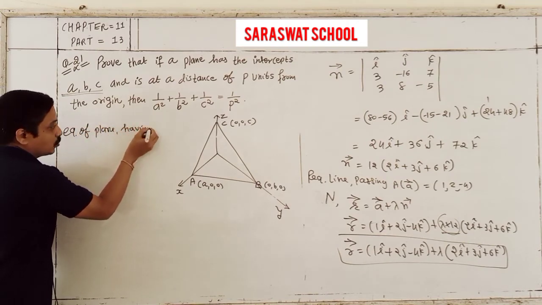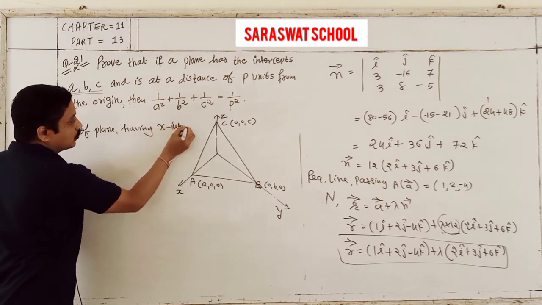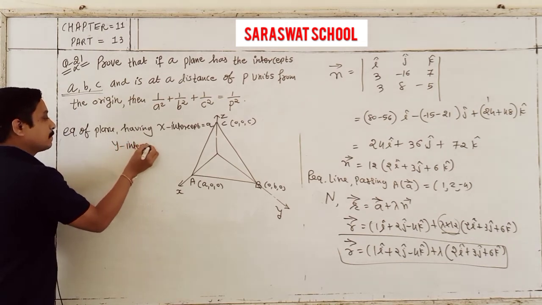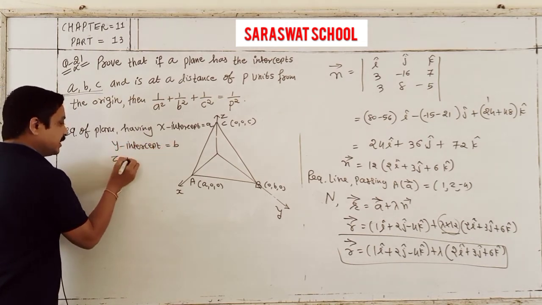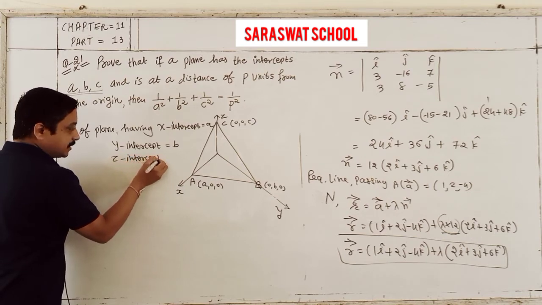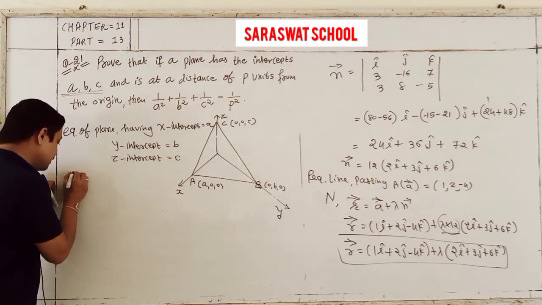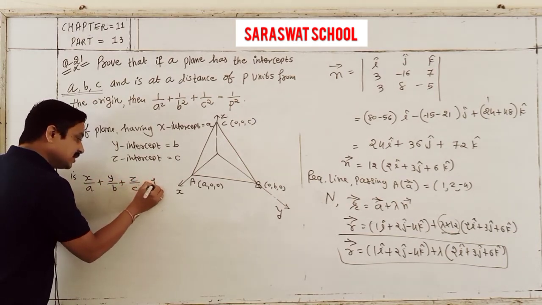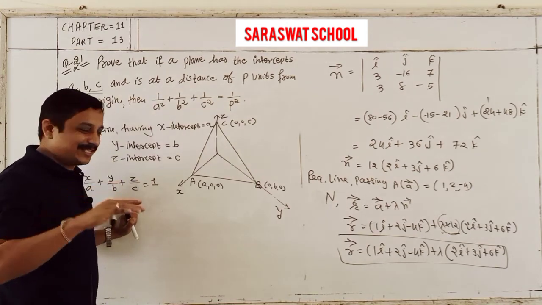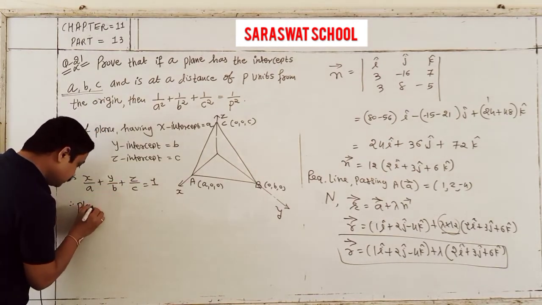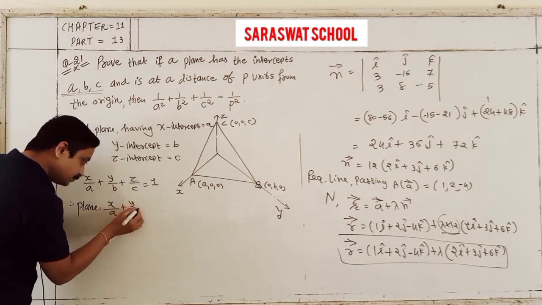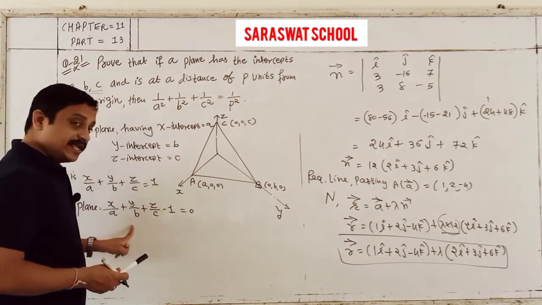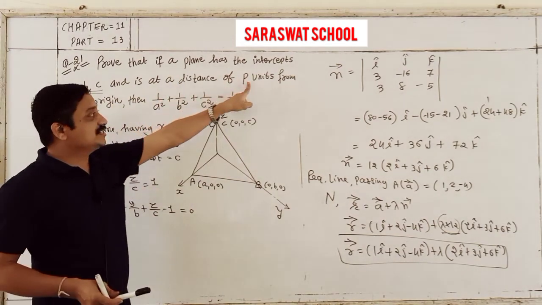The equation of a plane having x intercept small a, y intercept small b, and z intercept small c is x by a plus y by b plus z by c equal to 1. I just take 1 inside. So your plane is x by a plus y by b plus z by c minus 1 equal to 0. This plane's distance from the origin is given as p.